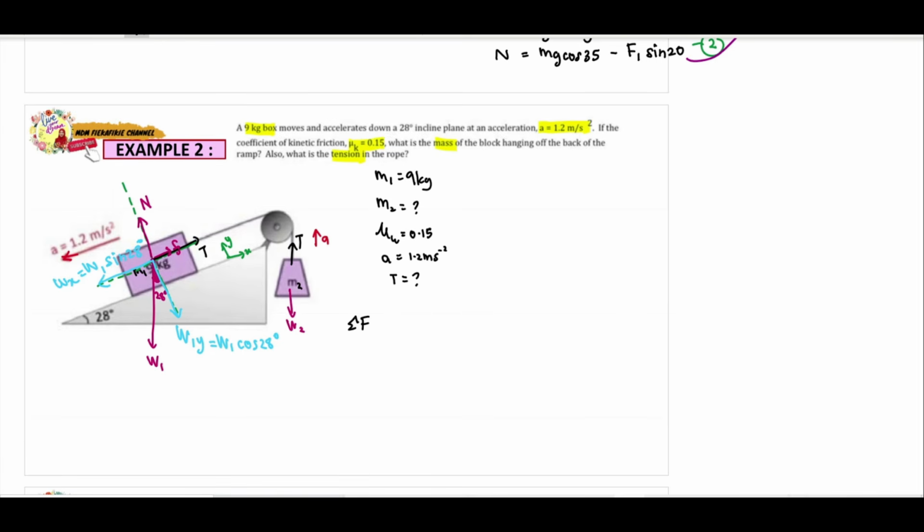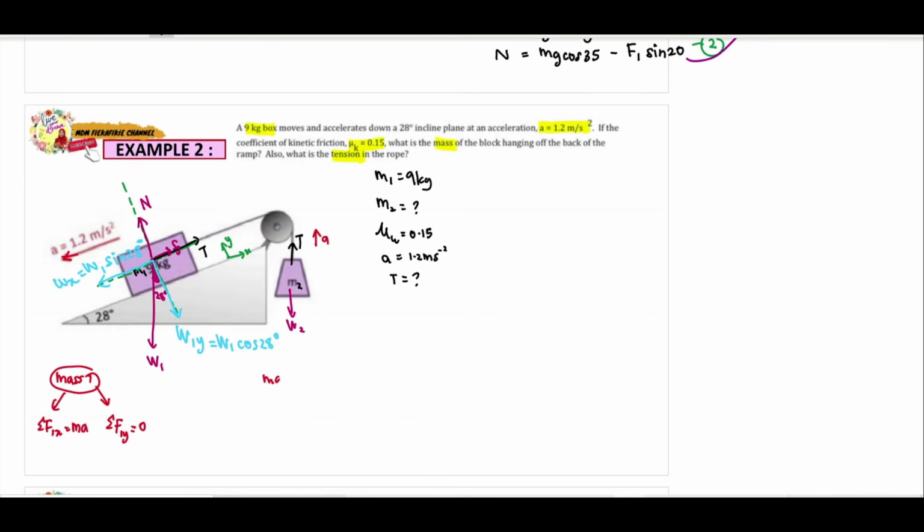Okay, kita ada dua objek, so kita ada 3 equation. Kenapa saya kata kita ada 3 equation? Okay, kita mula tengok sini. Untuk mass 1, kita akan ada total force in X component equal to MA sebab dia bergerak in X component. Tetapi dia tidak bergerak in Y component. So, total force Y, 1Y referring to mass 1 in Y component, equal to 0. So, akan ada dua equation daripada mass 1.